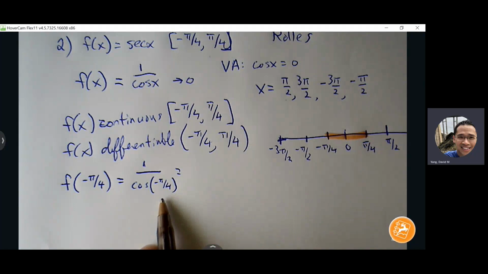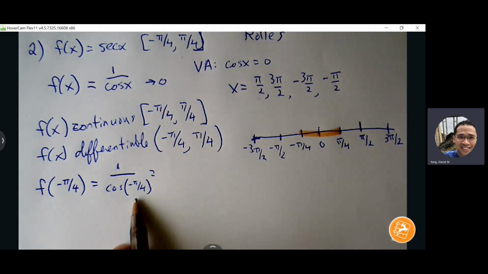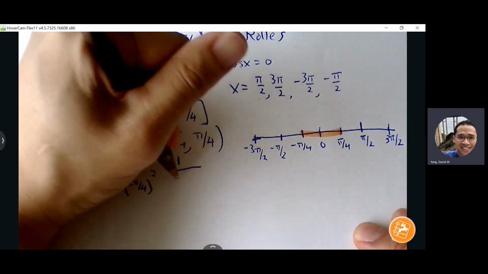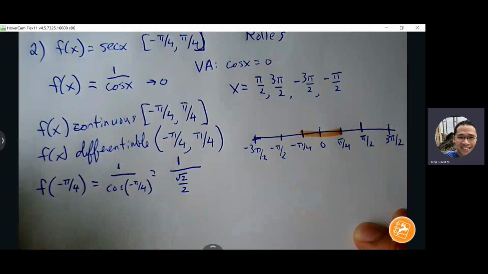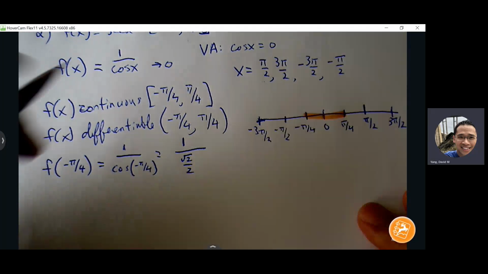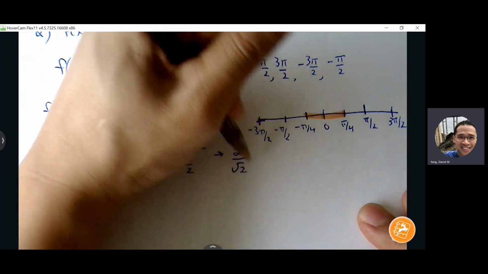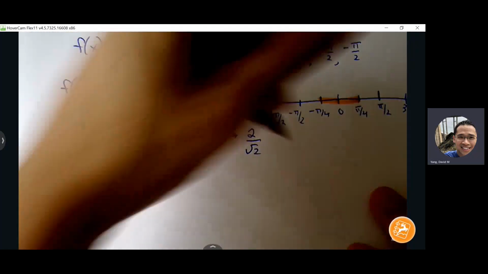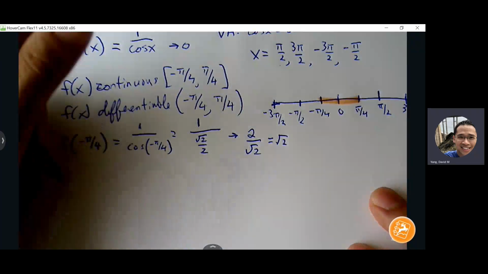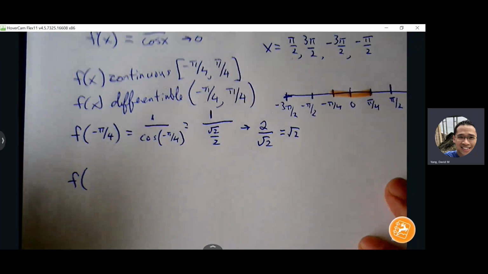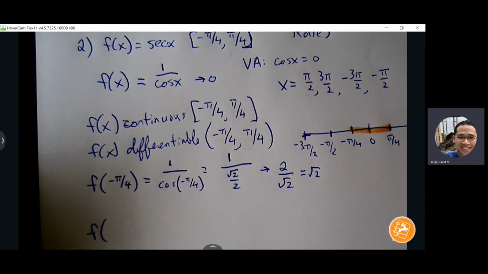So if negative pi over 4 doesn't feel familiar, you know that a coterminal version of that measure is 7 pi over 4. I can add 2 pi, and we know it's in the fourth quadrant. So cosine in the fourth quadrant is positive. We know it's root 2 over 2. But then if I were to flip that into the numerator here, I get 2 over root 2. So that's fine. You can leave it like that, or you can write it as root 2. They mean the same thing. But we just want to find out what the y value is. Okay. Let's find the y value at the other endpoint.